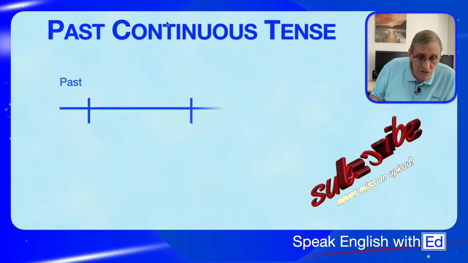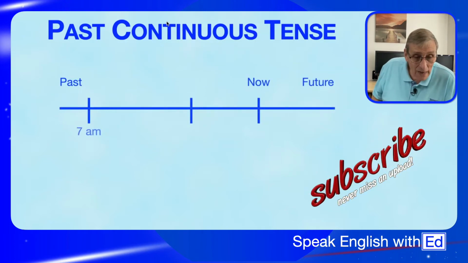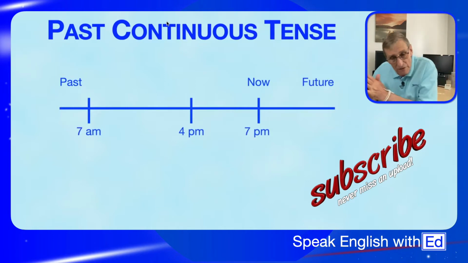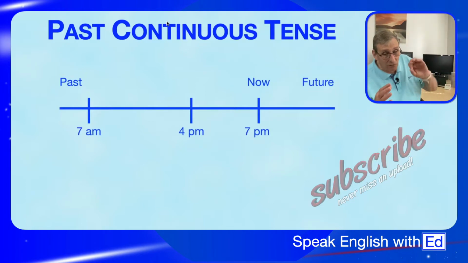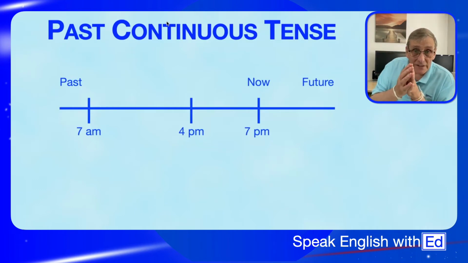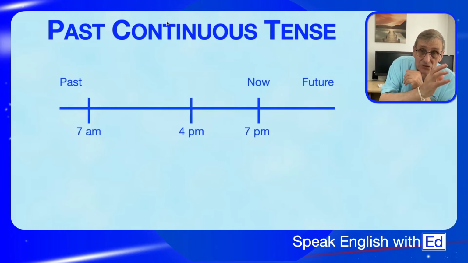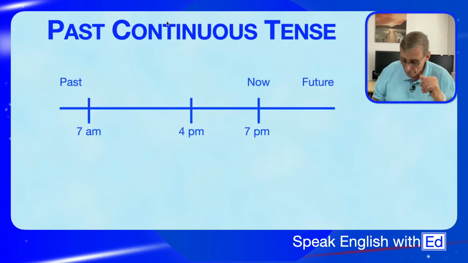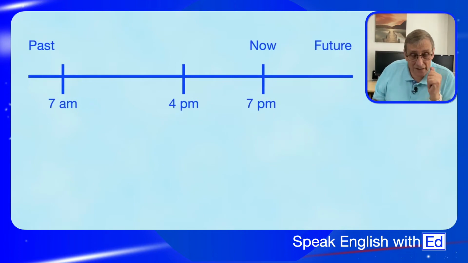Okay, so here we've got a timeline, and now it's 7 p.m. and everything before 7 p.m., that's 7 a.m. and 4 p.m. and all the times in between, are all in the past, right? So we can use the past continuous tense to talk about some of the things in this time frame before now, right? So we've got a specific time here, 7 a.m., and we've got a specific time of 4 p.m.